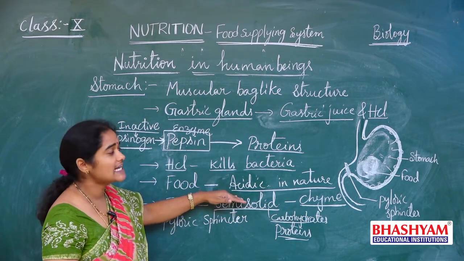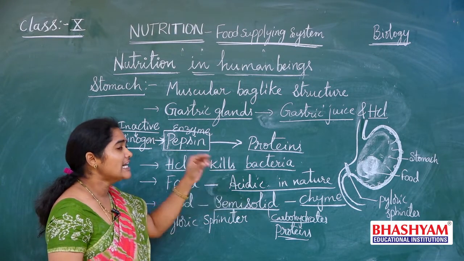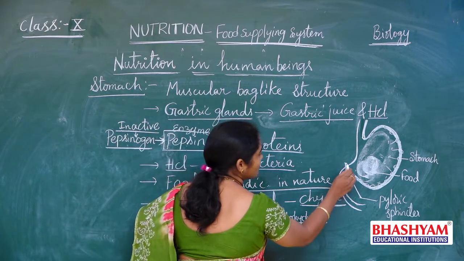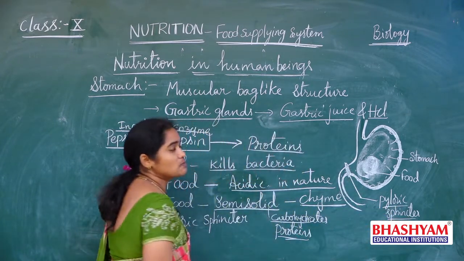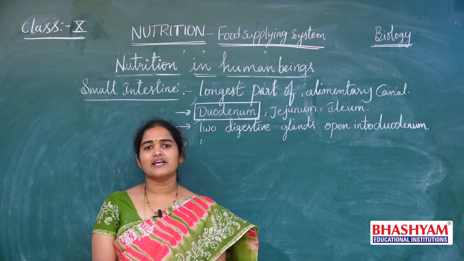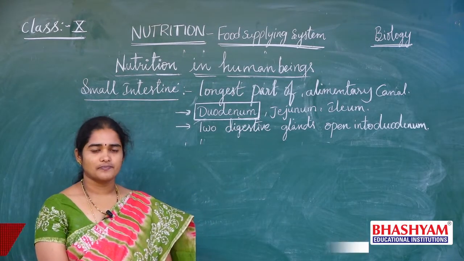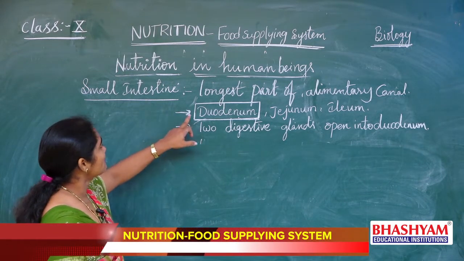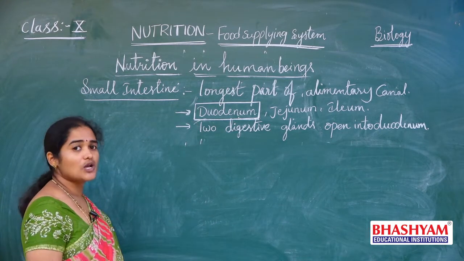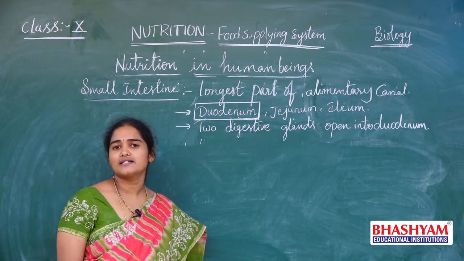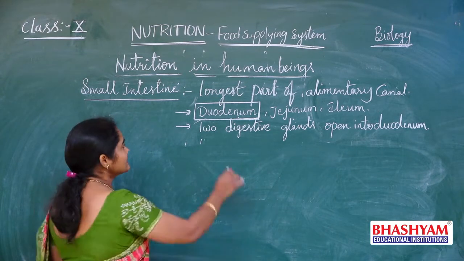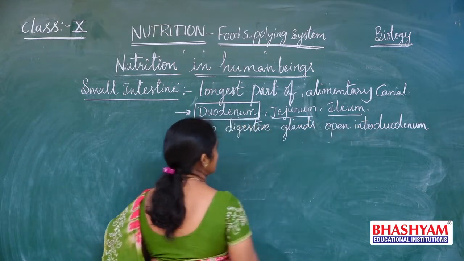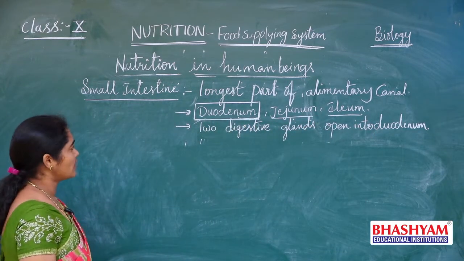And now that acidic food moves in small quantities from the stomach to the duodenum through the pyloric sphincter. Now let us see the process of digestion that occurs in the small intestine. As we already saw in the diagram, there are three main parts in the small intestine. It is the longest part among all the parts of the digestive system. One is the duodenum, then the jejunum, and then the ileum. These three parts together are called the small intestine.